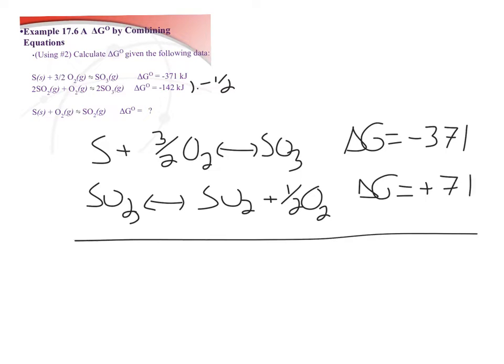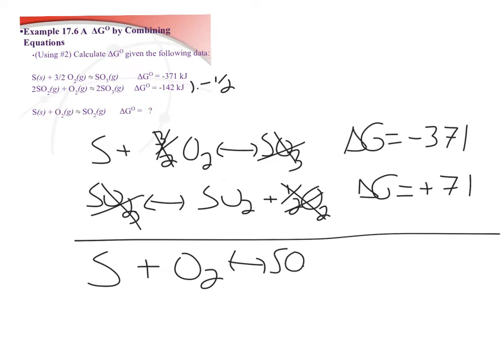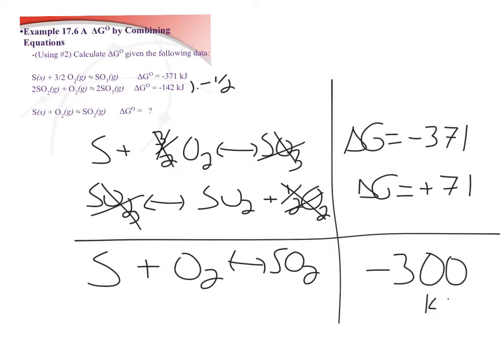Okay, and we add these together. The SO3s cancel out. I'm going to have half an oxygen cancel out. That leaves me with 1 oxygen. And we are left with our target equation. Sulfur and oxygen make SO2. We can add our delta G's together. Negative 371 and 71 gives me negative 300 kilojoules. So we can use, well, air quotes, Hess's law to figure this one out.